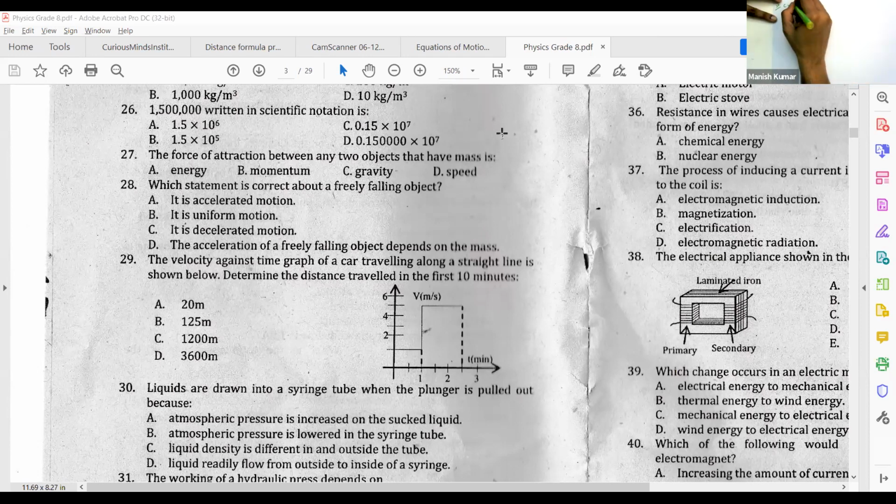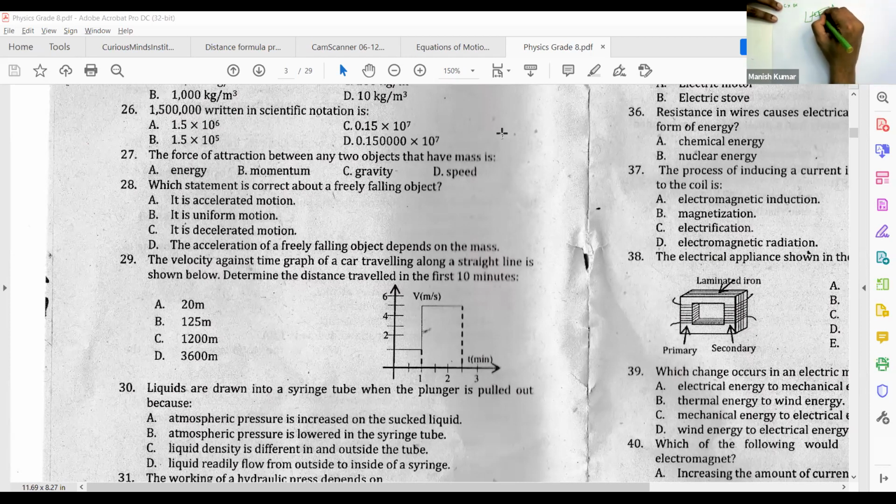The liquid readily flows from outside to inside the syringe. This is also wrong, because if you have a needle and just poke the needle and you don't pull the syringe, will the liquid be sucked in? No. So D is also definitely wrong. When you pull the plunger of the syringe, then what happens is the pressure inside.